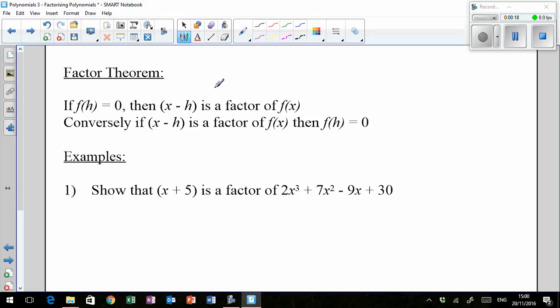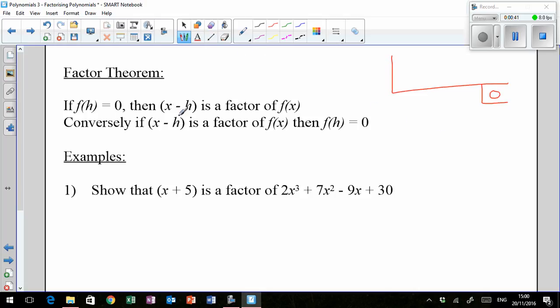Now, at the end of the last video, we looked at how if you are using synthetic division and you get a remainder of 0 at the end, then there is no remainder for your division, which means that your divisor and your quotient both have to be factors of your original polynomial. That becomes very useful if we are looking to factorise polynomials.